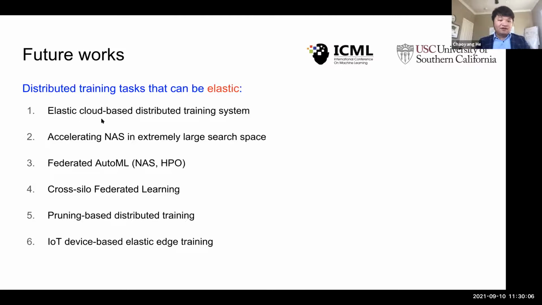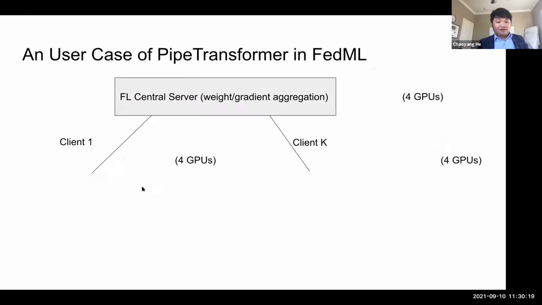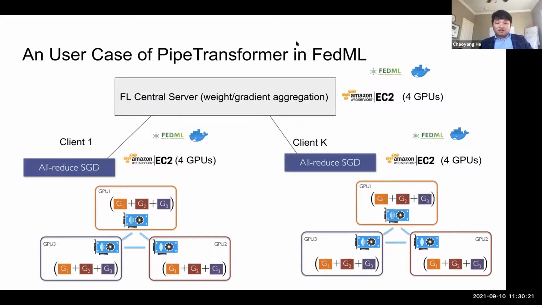As you can see here, we can make an elastic cloud-based distributed training system, and also accelerate AutoML in some extremely large search spaces, and also in cross-silo federated learning. Here is an example of the use case of PipeTransformer in federated learning.